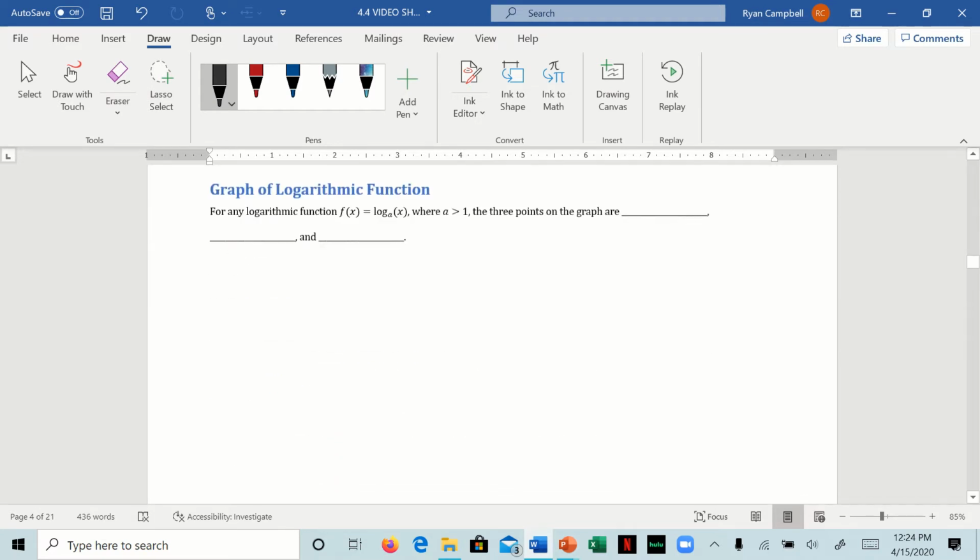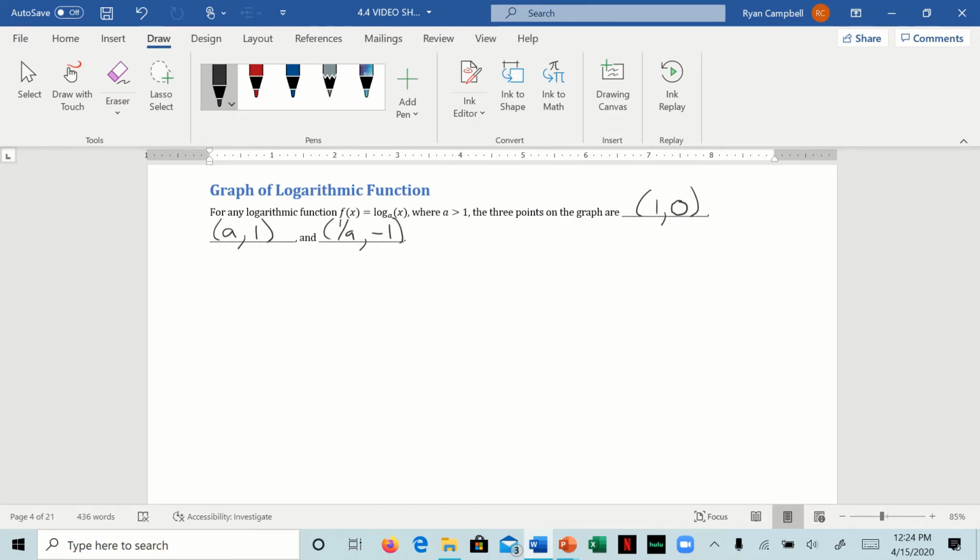So let's talk about the graph of a logarithmic function now. So if you have any log, right, where a is positive, that base is positive, you're going to have 3 points. So the first point is going to be 1, 0. The second point is going to be a, 1. The third point is going to be 1 over a, -1.